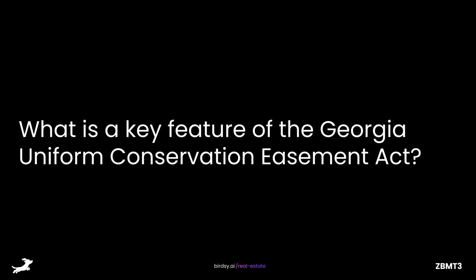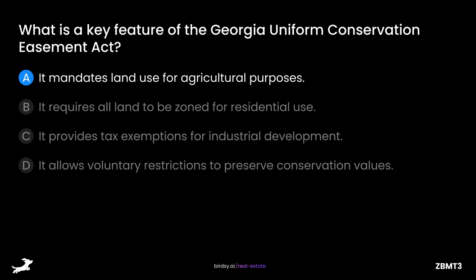What is a key feature of the Georgia Uniform Conservation Easement Act? Is it A, it mandates land use for agricultural purposes? B, it requires all land to be zoned for residential use? C, it provides tax exemptions for industrial development? Or D, it allows voluntary restrictions to preserve conservation values? The answer is D. It allows voluntary restrictions to preserve conservation values.